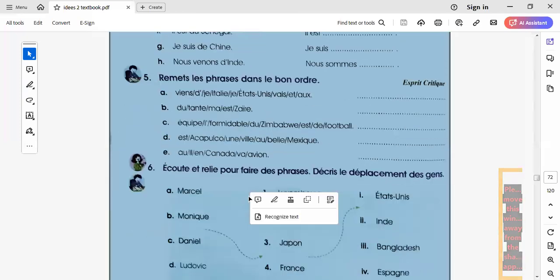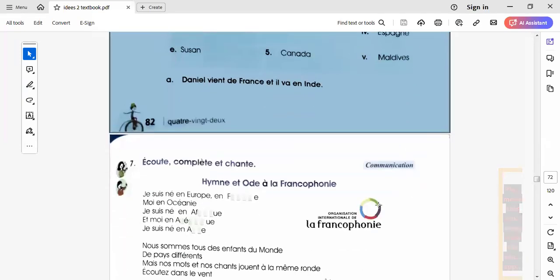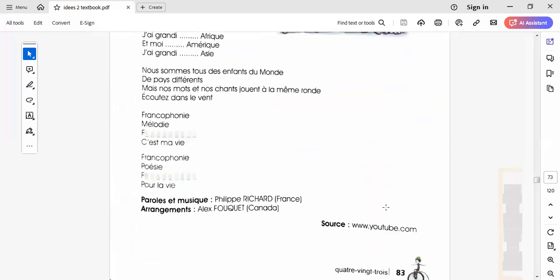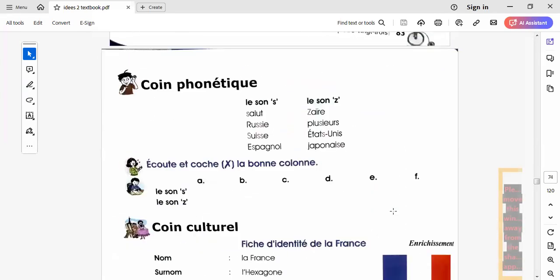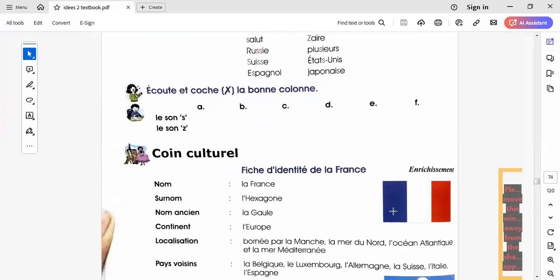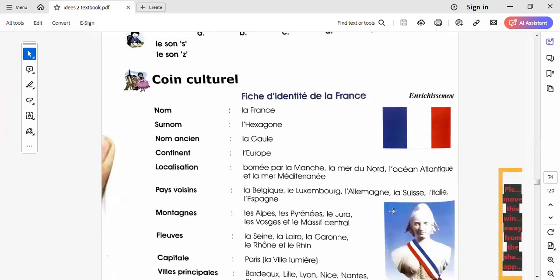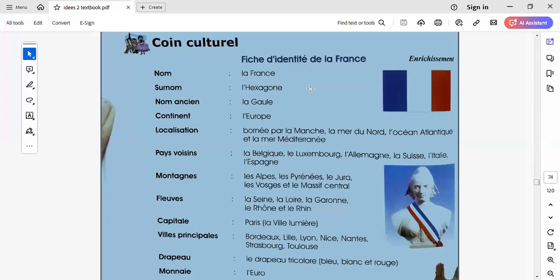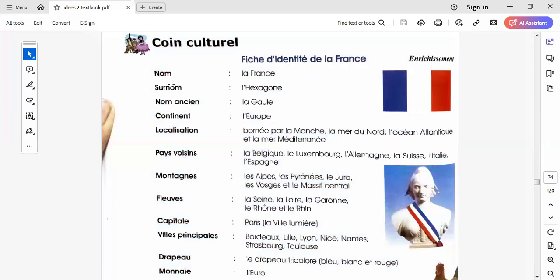Next, écoutez et relay. We have to listen and do it. Again, also we have écoutez, listening exercise, and we cannot do coin culture. Now, fiche d'identité de la France. That is attachment of the identification of France. Identity card of France.